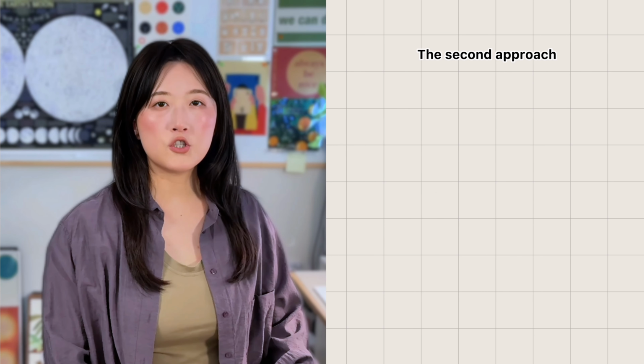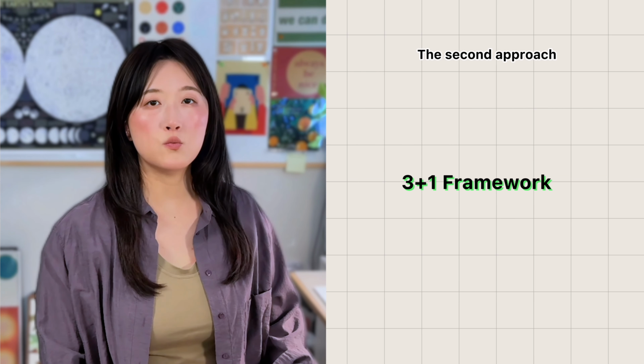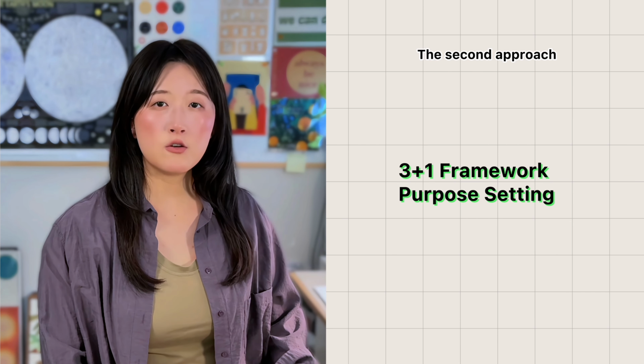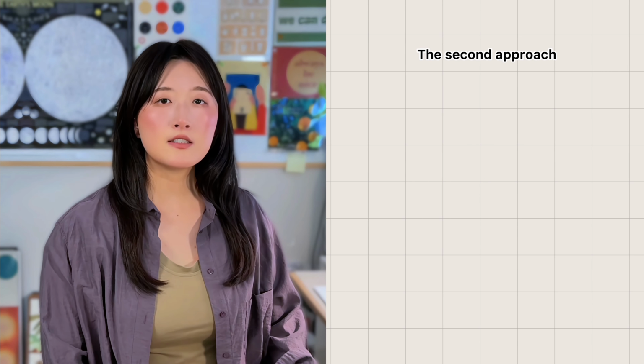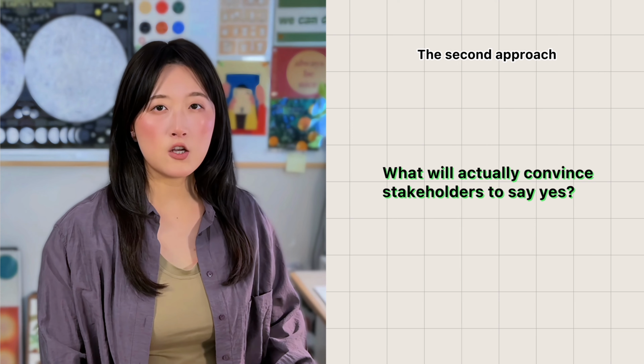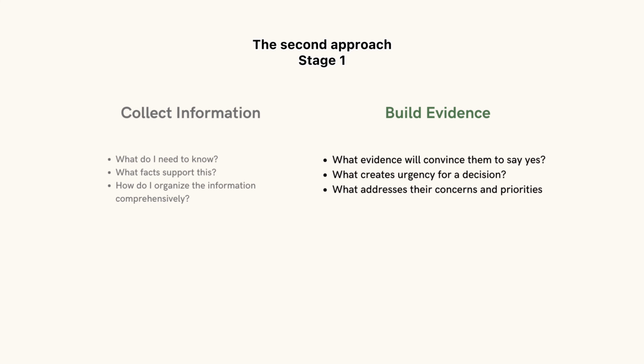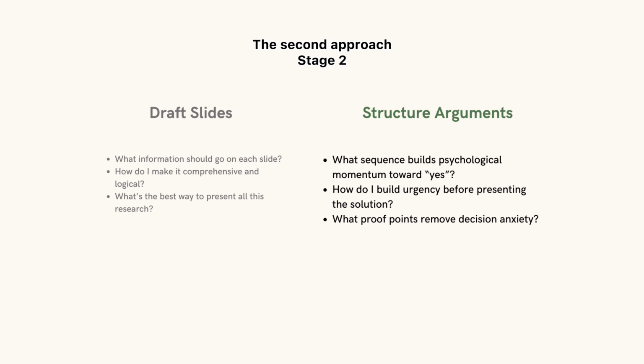In the second approach, I used what I called the 3+1 framework. I added one crucial step, purpose setting, which is very similar to framing. I asked what will actually convince stakeholders to say yes, and that purpose guided every stage. Stage 1, gathered persuasive evidence, not just raw information. Stage 2, built psychological momentum toward yes, not just logical slides.